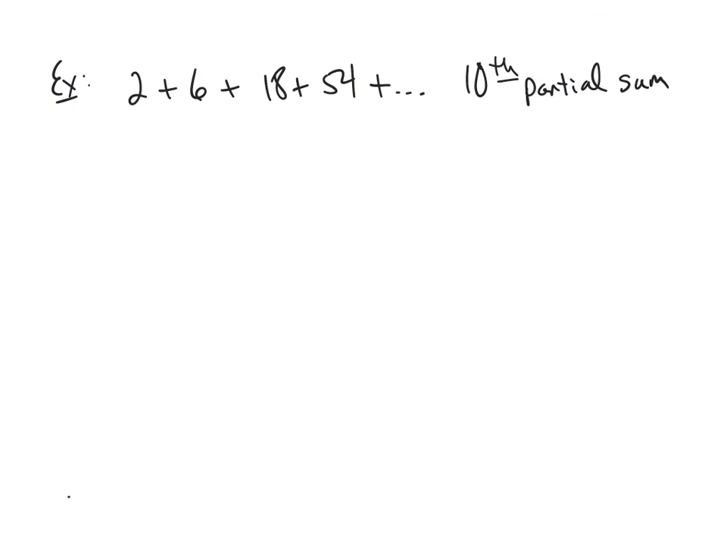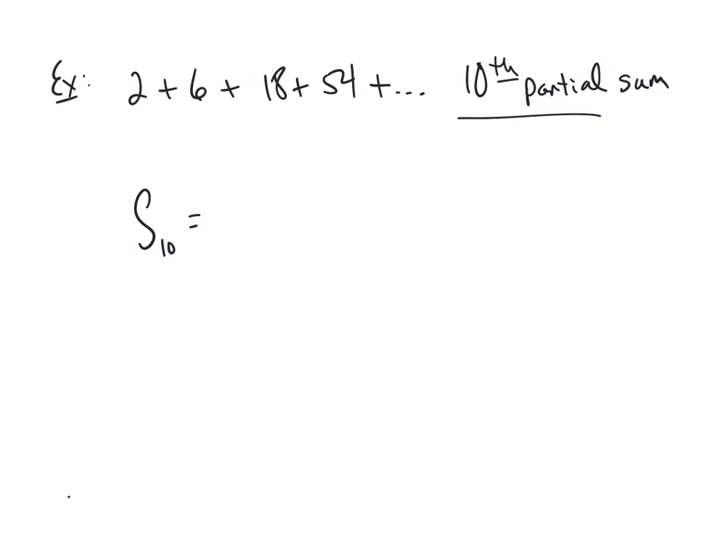As an example, if I were to give you this infinite geometric series, I'm going to ask you guys to find the 10th partial sum, which means add up the first 10 terms. Okay, so we're going to be finding the sum of the first 10 terms of that series. Now please notice this is geometric. It's geometric because if we take any term and divide by the one that comes before it, we get the same number, a common ratio. 54 divided by 18 is 3. 18 divided by 6 is 3. 6 divided by 2 is 3. We get a common ratio.